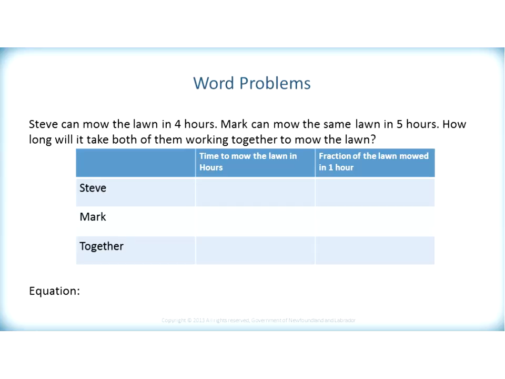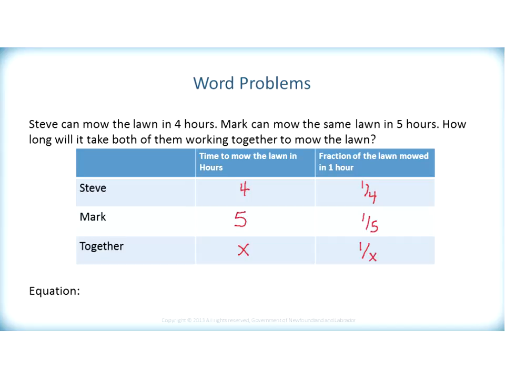So we have Steve takes 4 hours, Mark takes 5 hours. Together, we do not know, it'll be x. The fraction of the lawn that is mowed in 1 hour would be 1/4. The fraction of the lawn mowed by Mark in 1 hour would be 1/5. And together would be 1 over x.